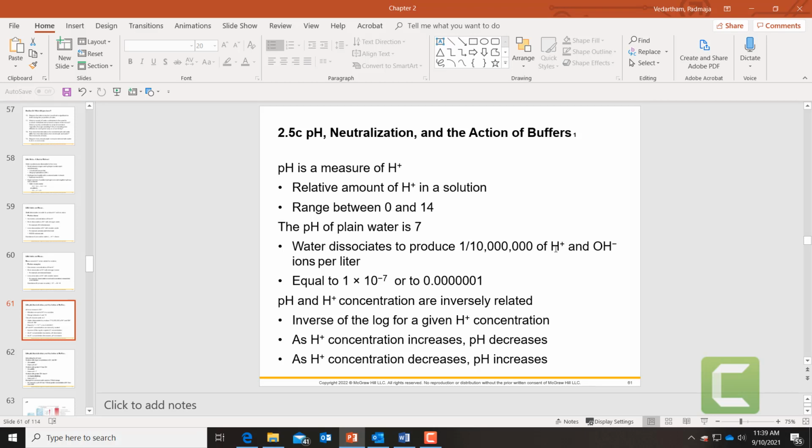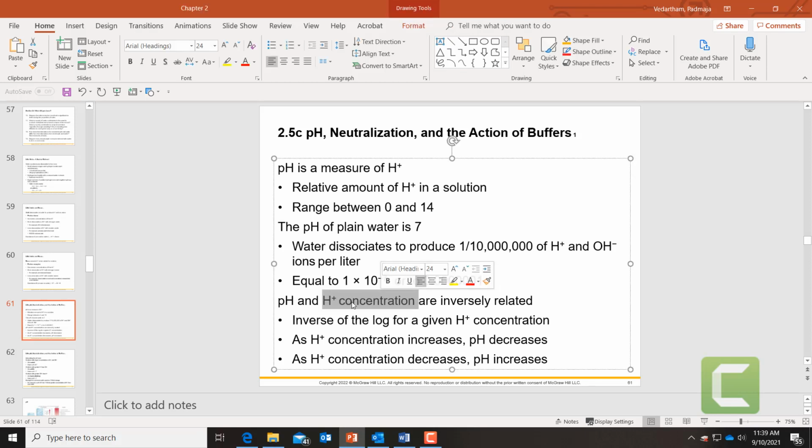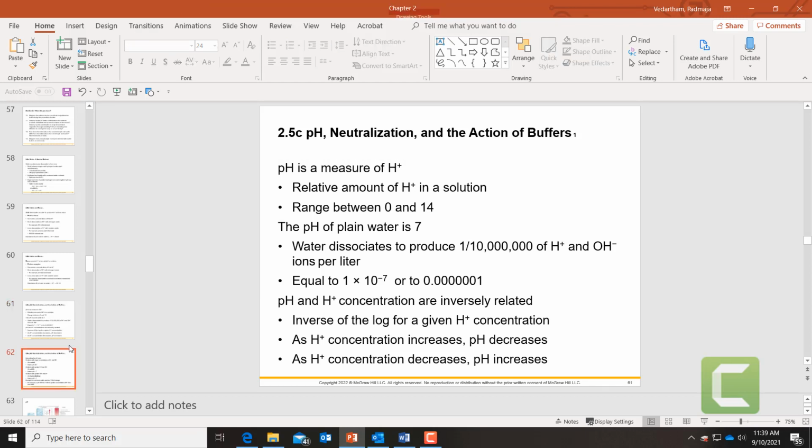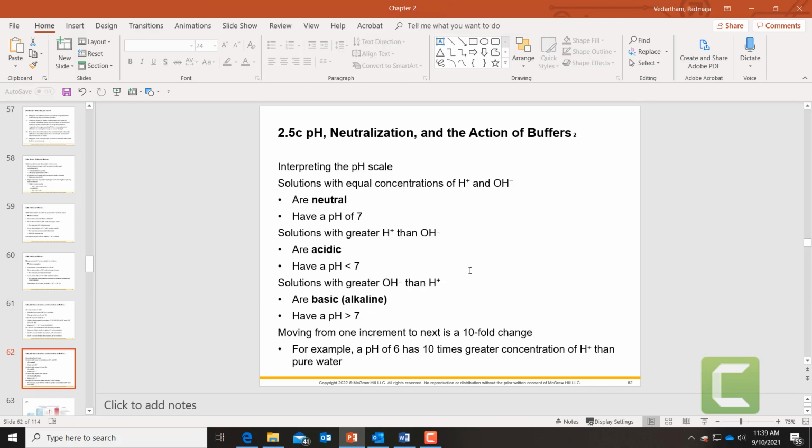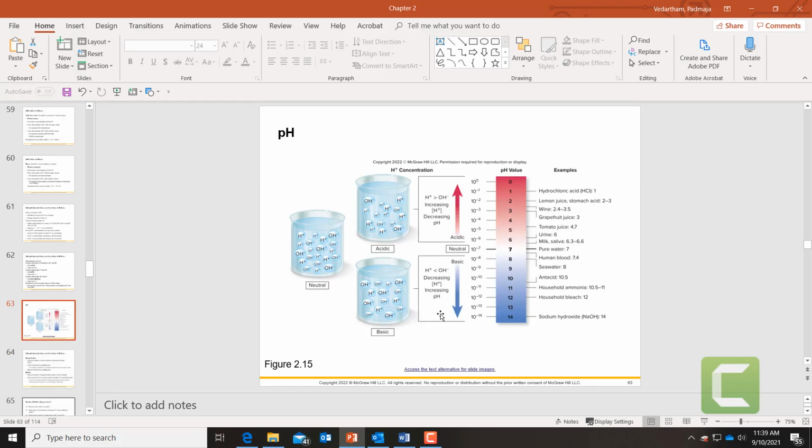And this is called a log value. Okay, so inverse of a log for given hydrogen ion concentration. So when we talk about hydrogen ion, if the hydrogen ion concentration increases, the pH decreases. If the hydrogen ion concentration decreases, then the pH increases. Right. So when we interpret the pH scale, let me go into the scale right here.